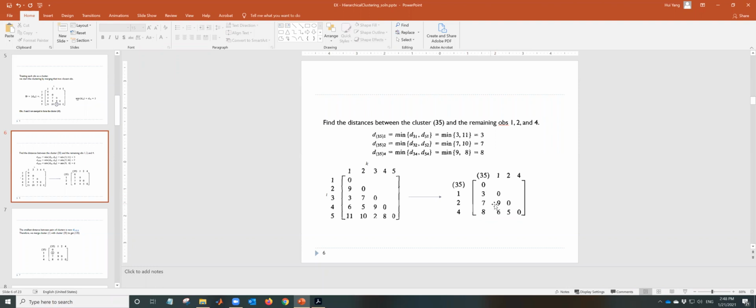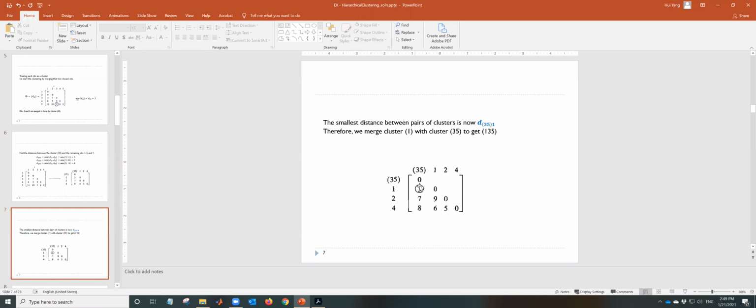And then we continue to put in the distances of the others. For example, 2 to 1 is already here, 2 to 1 is 9. 4 to 1 is 6, and 4 to 2 is 5. So we put them here. Now we have updated the proximity matrix. Those numbers we already knew from the previous matrix, so we only need to calculate the new cluster 3, 5 and its distance to all other remaining observations. So this will be the new proximity matrix.